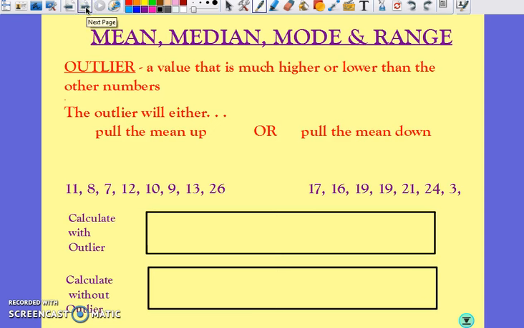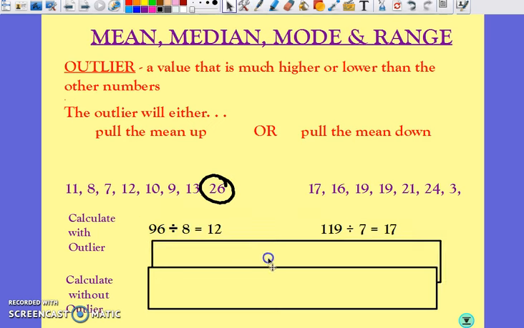Okay, an outlier is a value that is much higher or much lower than the other numbers. The outlier will either pull your mean up or pull it down. Unfortunately, the outlier, sometimes it's not a good thing. So sometimes we have to calculate it with the outlier and then without. So in this first set of numbers, the 26 is clearly the outlier. It's a lot bigger than the other numbers. So if we calculated it with, we would get one answer, and if we took it out, we would get another. And you could see what effect that outlier has.